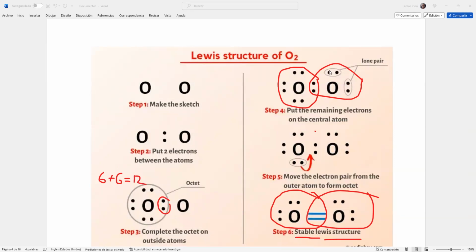Then you put the 4 electrons around the other oxygen. Now this oxygen gets the octet rule, but this doesn't. What you have to do in order to make the octet rule for both atoms? Well, you make a double bond this way, and now you have 8 electrons for this oxygen and 8 electrons for this oxygen. And this is a stable Lewis structure.